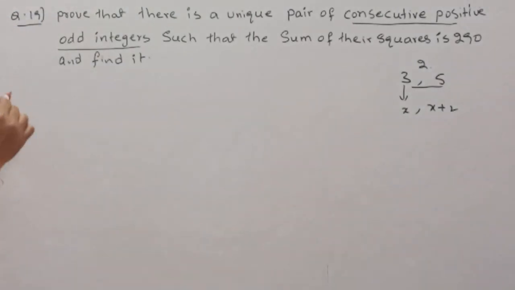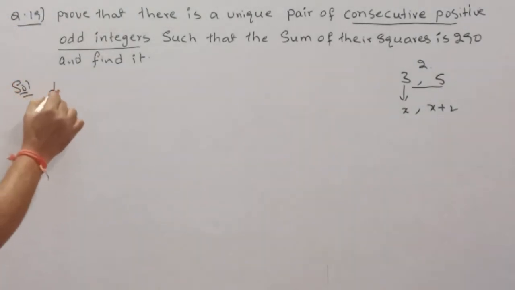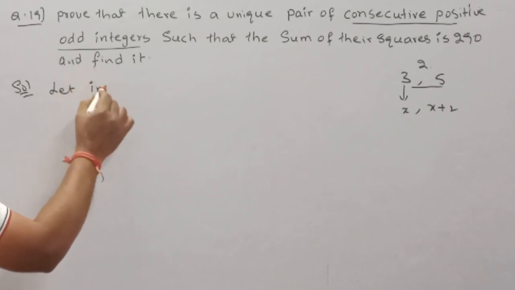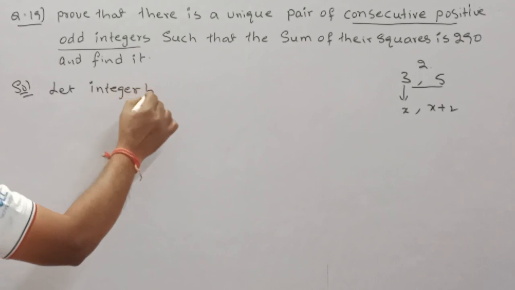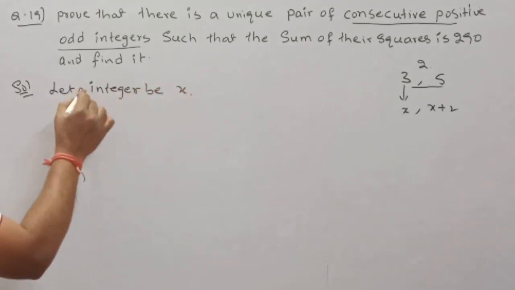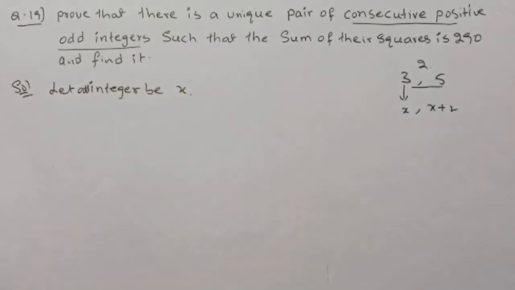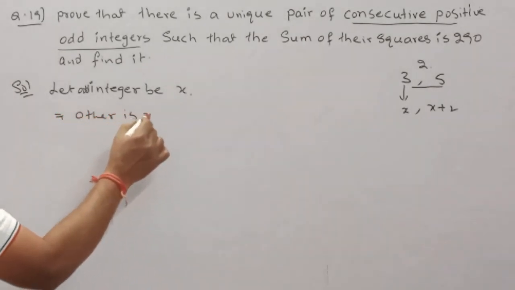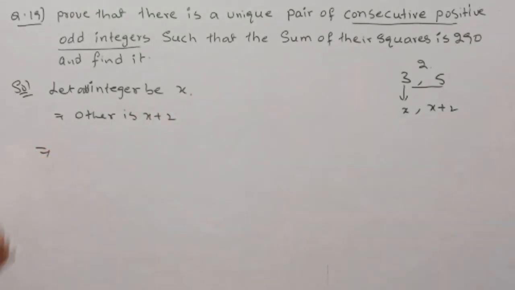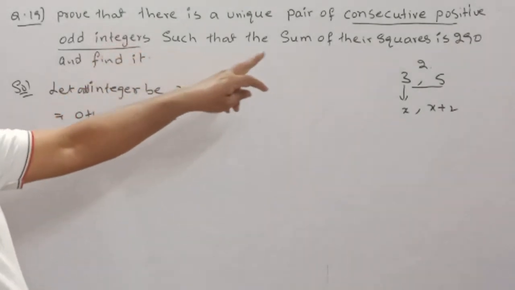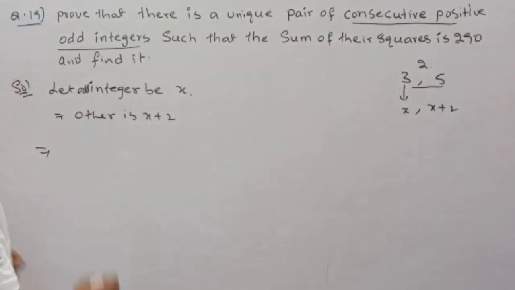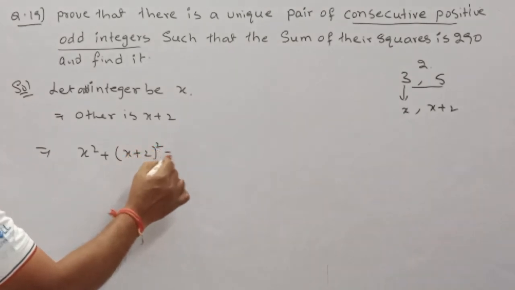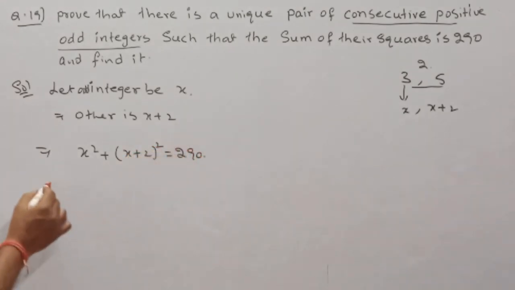Okay, all of you? So here, let the odd integer be x. Then what is the other one? The other is x plus 2. Then the condition is given: the sum of their squares is 290. That is, x square plus x plus 2 whole square is equal to 290.